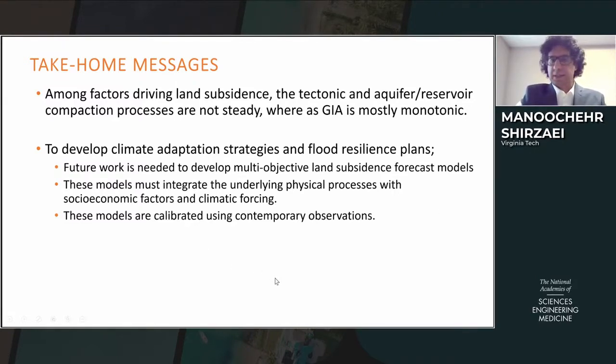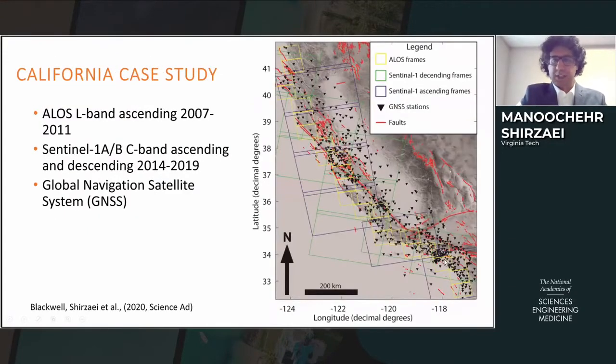A few case studies now. First of all, I will talk about the entire California case study, where we monitored the 1,300 kilometer coast of California using a combination of data acquired by ALOS, a Japanese satellite operated at the L band, whose operation period was 2007 through 2011, as well as the Sentinel A and B C-band satellites. We used the data between 2014 and 2019, but Sentinel is still operational, and we use all GNSS data available through the UNR website, the same data as Bill presented in his presentation.